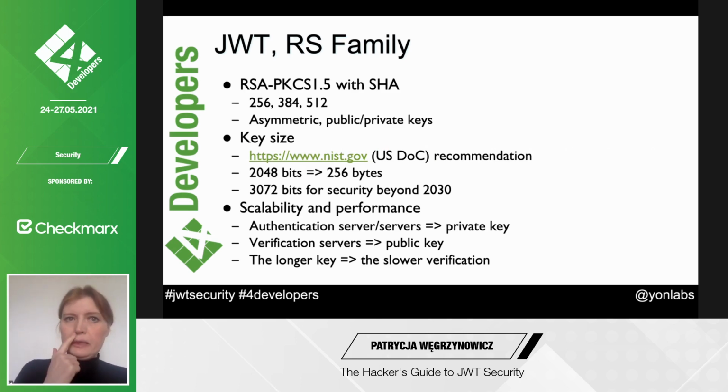In the case of RSA with SHA, the recommended key length is 2K bits at minimum. RSA is an asymmetric algorithm, so it uses separate public and private keys. In a scalable environment, a farm of servers, only authentication servers possess the private keys, and verification servers use only public keys. Therefore, the attack surface is decreased in such a case.